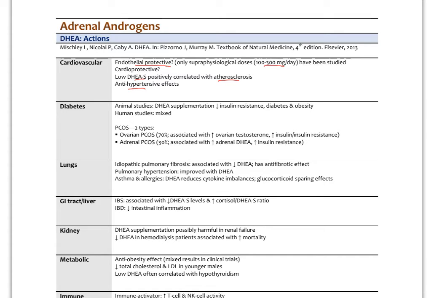Diabetes. In animal studies, DHEA supplementation has shown improved insulin sensitivity and decreases diabetes and obesity, especially abdominal weight gain. Human studies have been mixed. Again, with PCOS, we have two different types, ovarian and adrenal PCOS. And it's the ovarian that's related more to increased testosterone and insulin resistance, usually with more body weight, obesity. But the adrenal PCOS is more related to stress and increased DHEA, overactivation of the HPA axis. So herbally, I find they need different treatments.